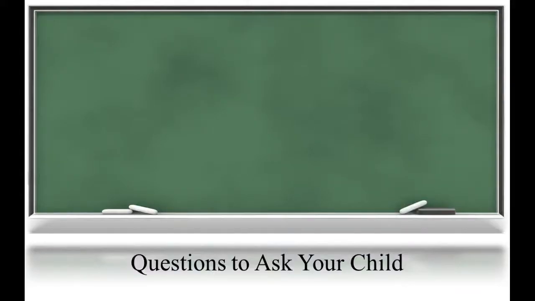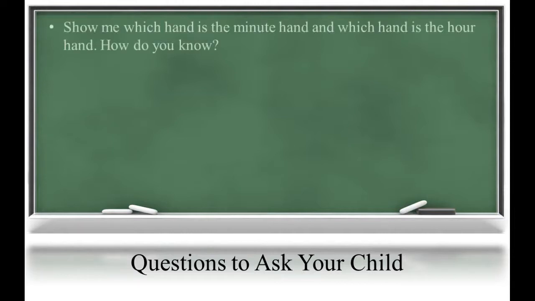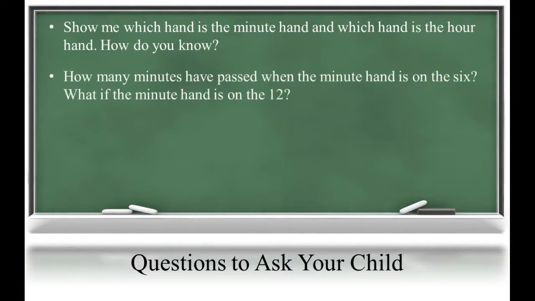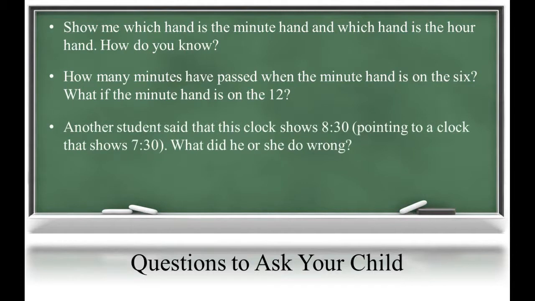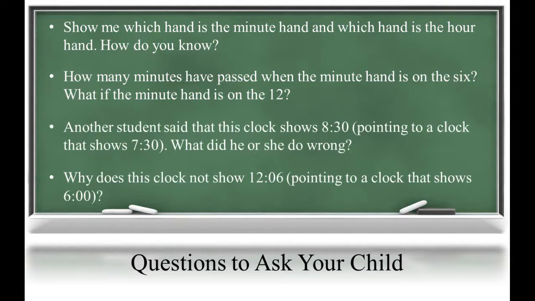To enhance your child's understanding of time to the hour and half hour, here are some questions you might want to ask. Show me which hand is the minute hand and which hand is the hour hand. How do you know? How many minutes have passed when the minute hand is on the 6? What if the minute hand is on the 12? Another student said that this clock shows 8:30, as you are pointing to a clock that shows 7:30. What did he or she do wrong? Why does this clock not show 12:06, as you are pointing to a clock that shows 6 o'clock?